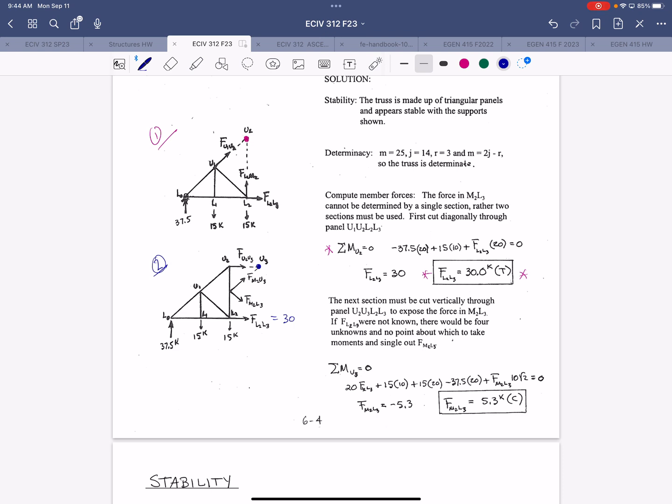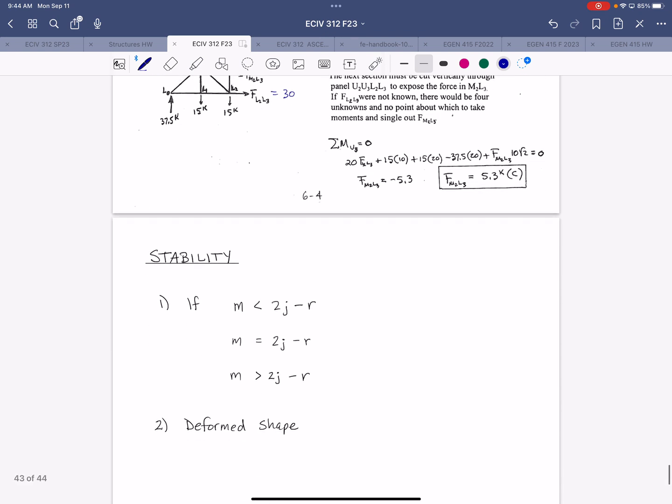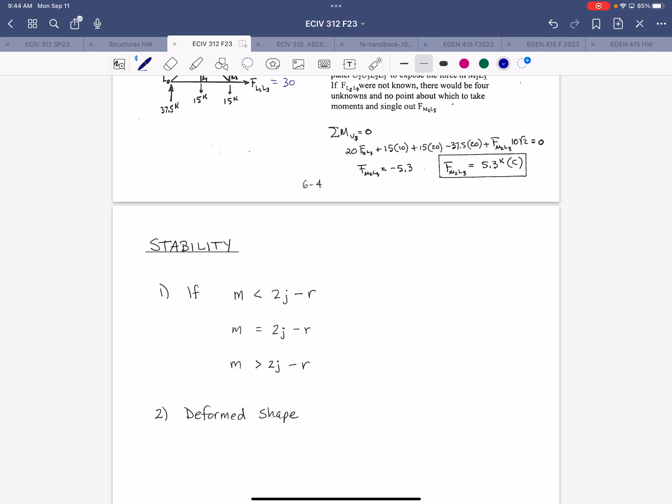We'll talk about stability. As you know, you have this equation to evaluate internal determinacy. If m is less than 2j minus r, we've already covered that, it's unstable. So that's one way to confirm that a truss is unstable. However, if m is equal to or greater than 2j minus r, that tells us whether it's determinate or indeterminate, but it doesn't necessarily mean stable.